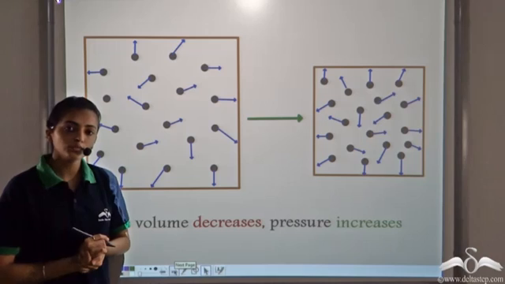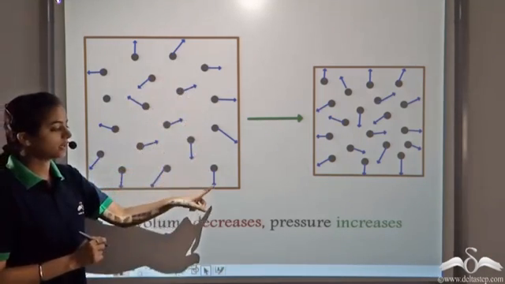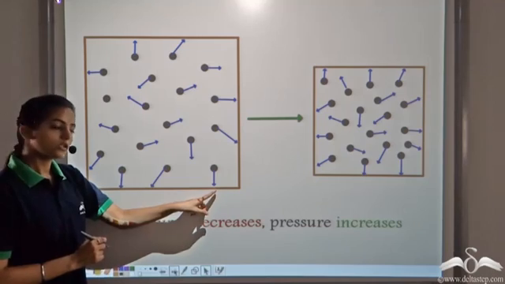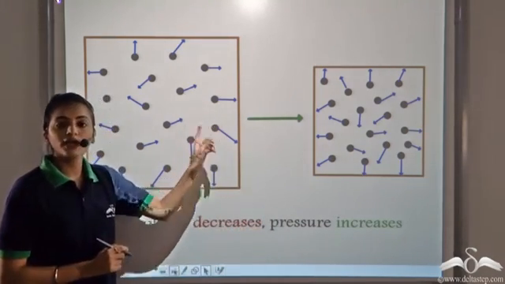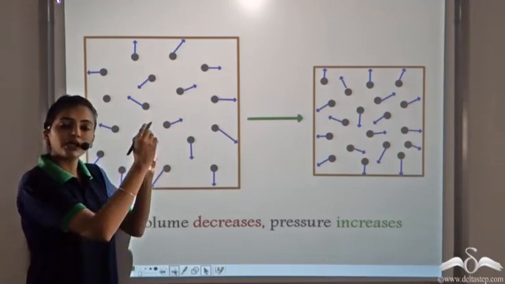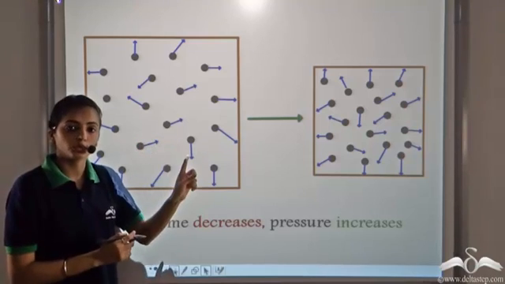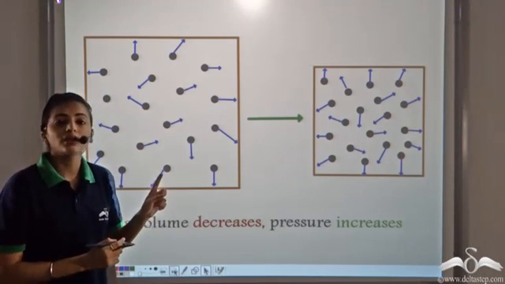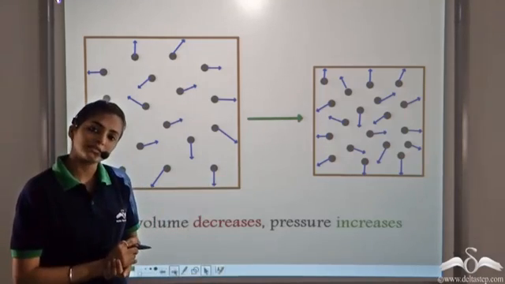Now, why is that so? This is because initially the molecules are enclosed in this volume, so now as we decrease the volume, since the molecules are moving at the same speed, they have lesser distance to cover. That is, the space has reduced. So they collide with the walls of the container more. As they collide more, the number of hits per unit time increases, and so the pressure increases.